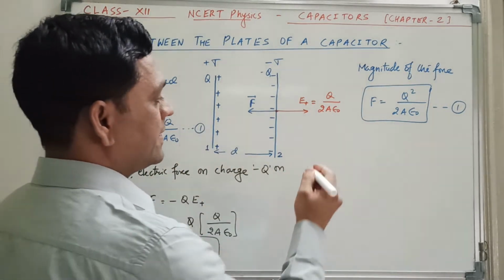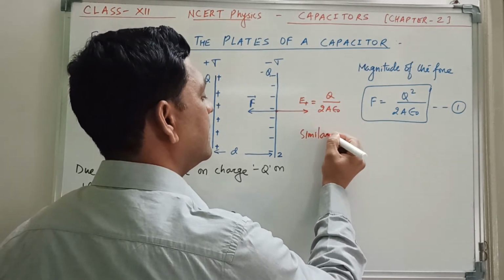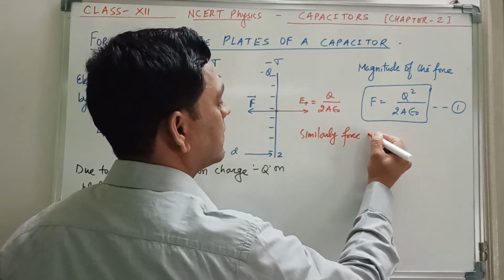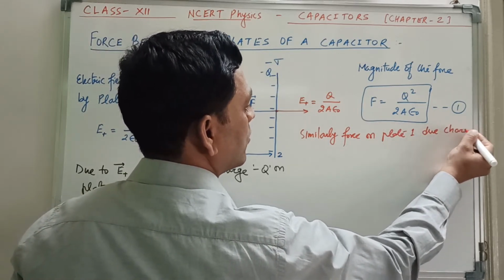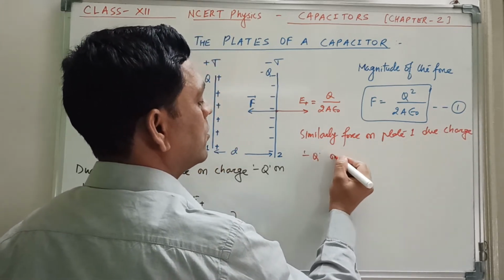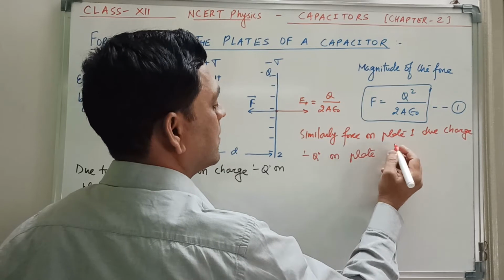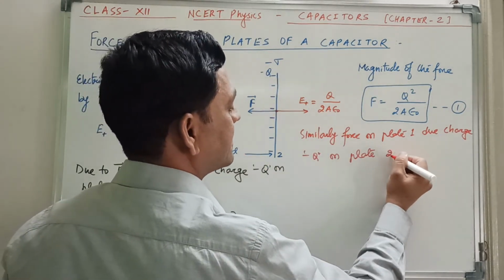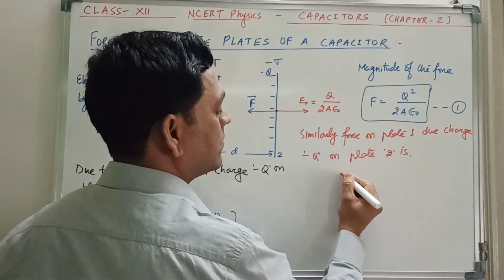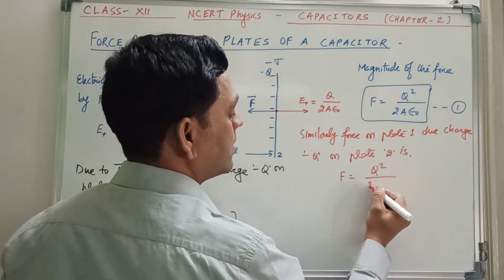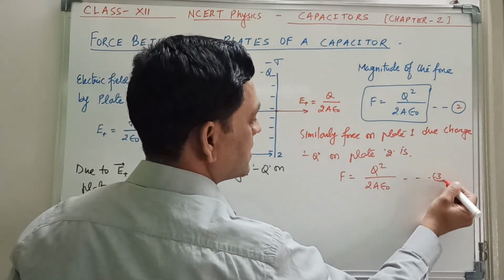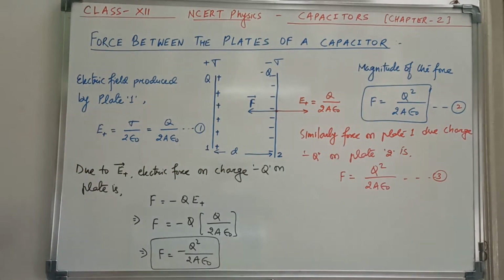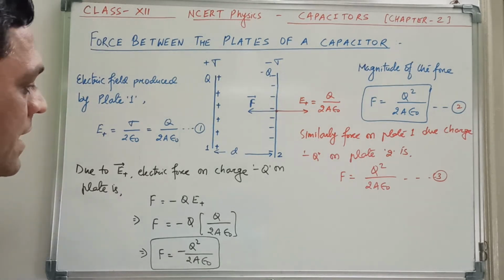So similarly you can say, force on plate 1 due to charge minus Q on plate 2 is F is equal to Q square upon 2A epsilon 0. I call this equation number 3. So hence we conclude both the plates will attract each other with a force F is equal to Q square upon 2A epsilon 0. Right?